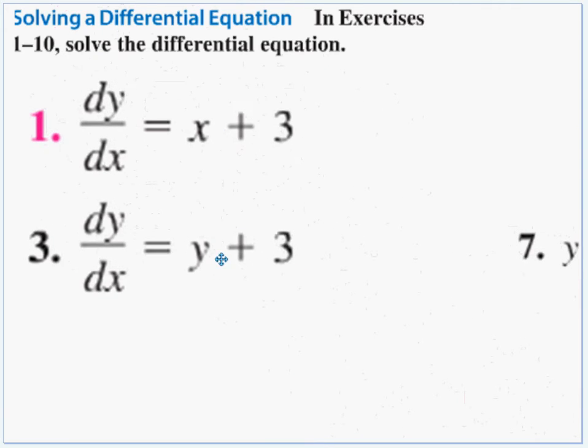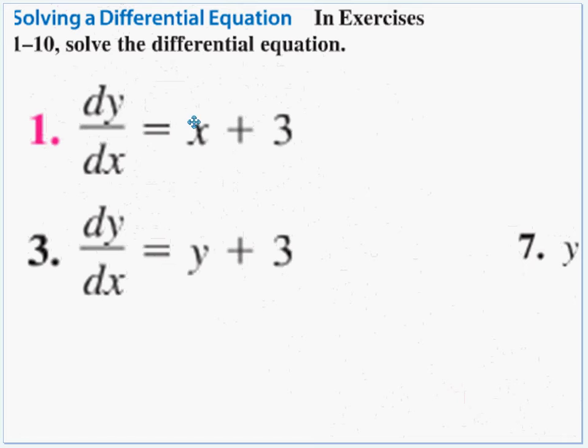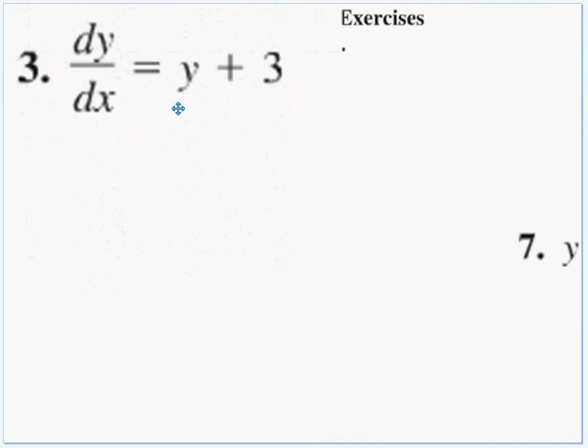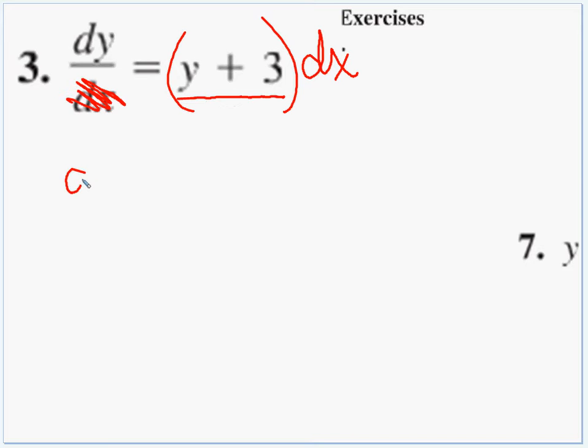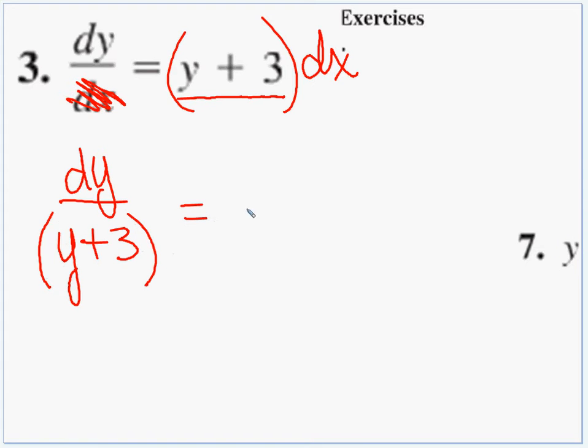Number 3. Now, look at this over here. On number 1, we had an x plus 3 on the right. Now it's y plus 3. So to separate the variables will be a little different animal. Of course, we're going to multiply both sides by the dx. Now, as a quantity, we're going to divide both sides by y plus 3. So now we have dy over y plus 3 is equal to dx.